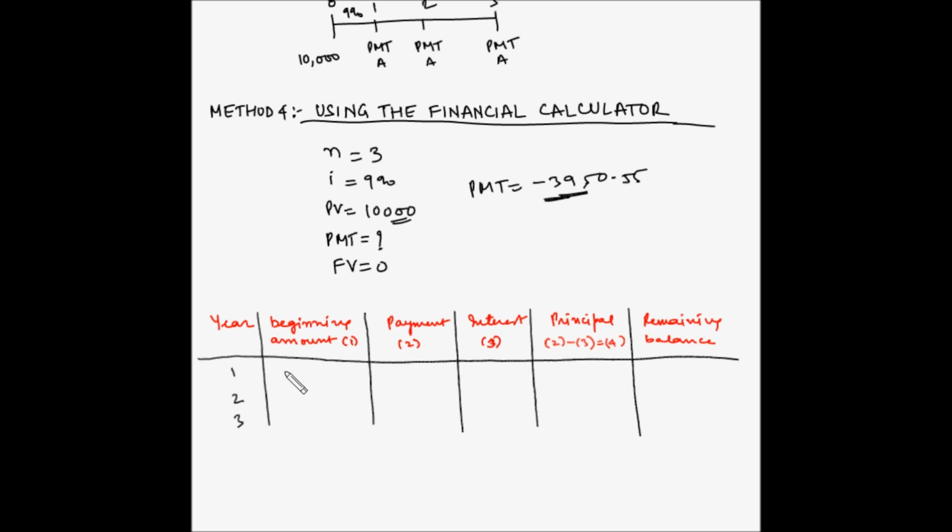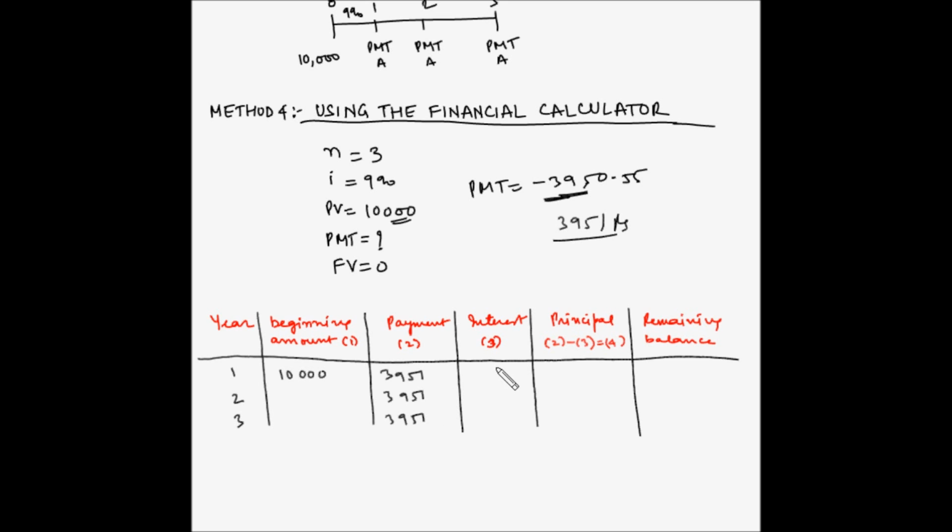So beginning amount is 10,000 because this is the loan that we have taken. Payment is this amount because this is the installment that we are paying. For ease of calculation, I'll round this off to 0 decimals, so I'll consider this as 3951 rupees. So the amount of installment for all the 3 years is going to be the same, which is 3951, 3951, 3951.